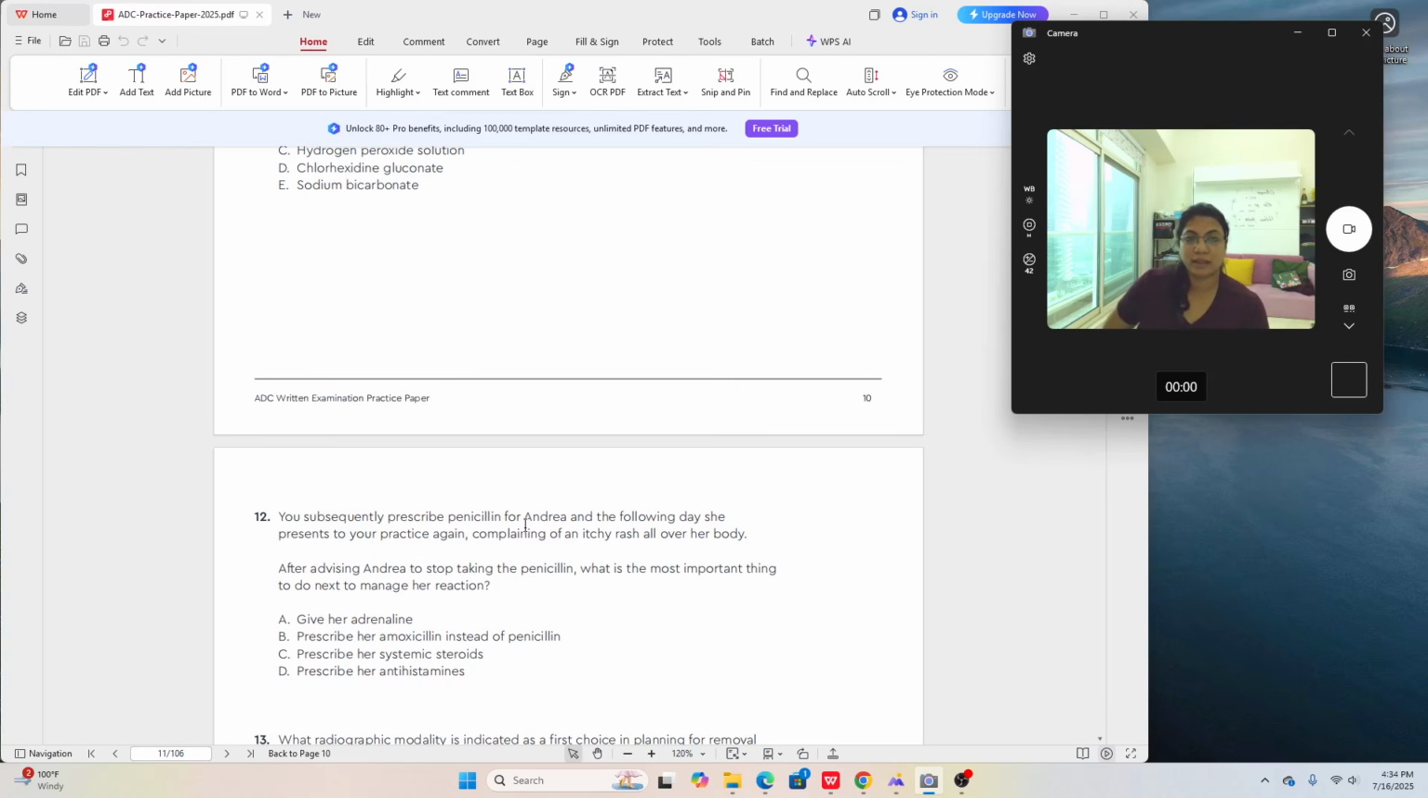Option A, give her adrenaline. When do you give adrenaline? Immediately, when the patient takes the medicine and they have severe bronchoconstriction and vasodilation, anaphylaxis basically. That is the time you give adrenaline. It's an emergency drug. She is well conscious. She just has rashes. There is no mention of any bronchoconstriction that is happening. So you're not going to jump to the emergency medicine, adrenaline. That would just create more problems. So you're not going to give her adrenaline.